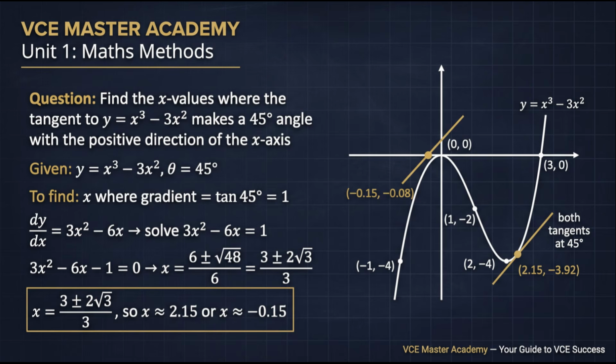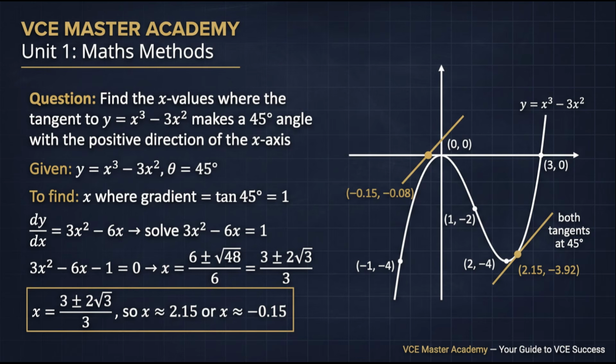So the real question is, where does the derivative equal 1? Build the machine. dy dx is 3x squared minus 6x. Set it equal to 1. Bring everything to one side. 3x squared minus 6x minus 1 equals 0. It doesn't factorize nicely, so out comes the quadratic formula.